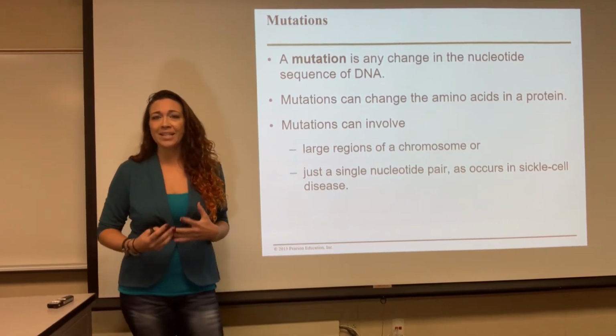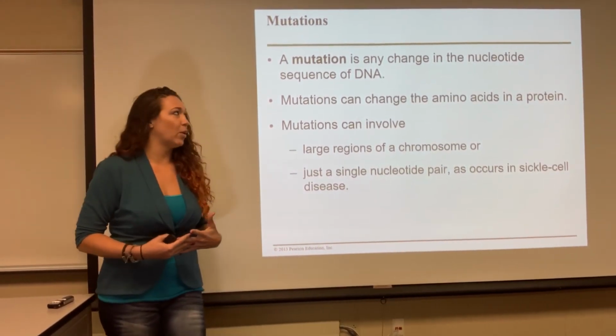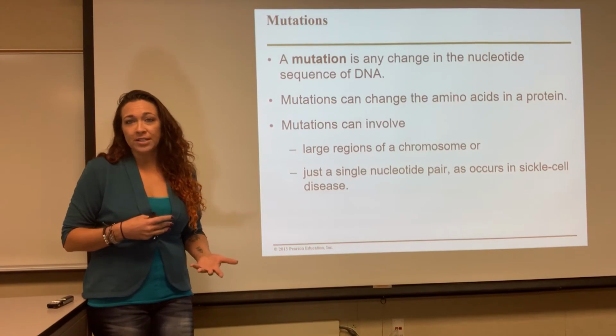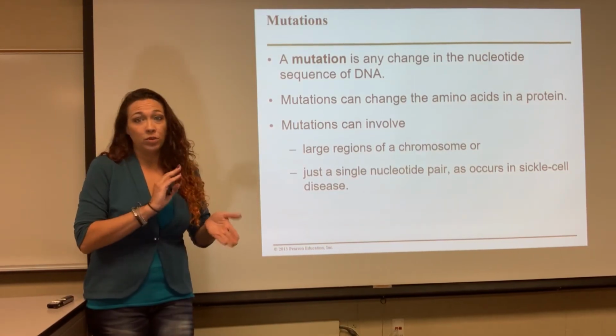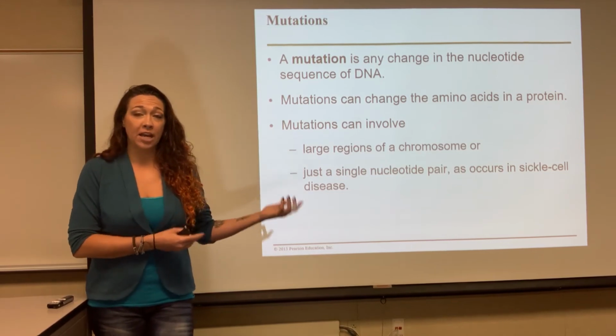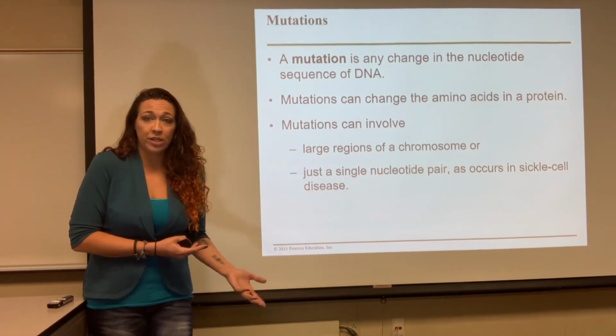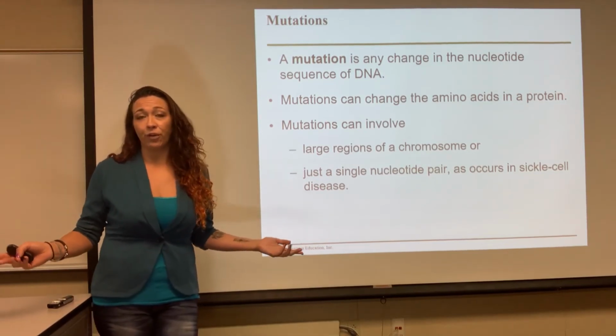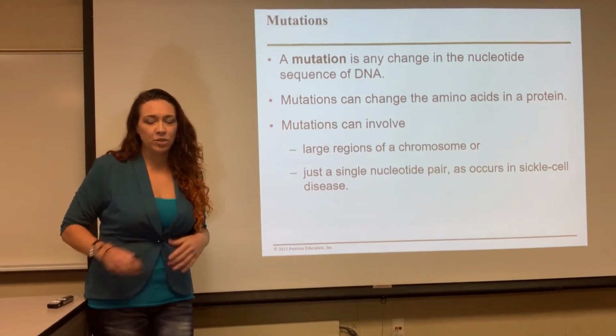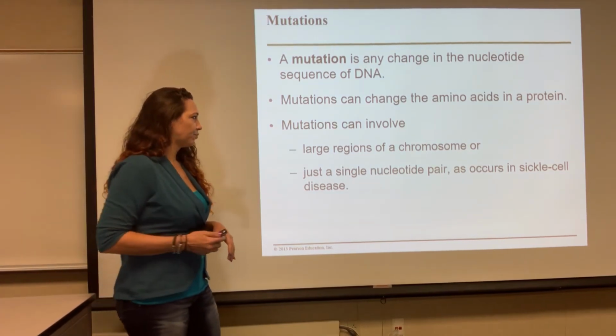So a mutation is basically any change in your original DNA sequence. Mutations can actually affect the amino acid, meaning if you have an A that turns into a G, now you maybe have an entirely different amino acid, so your protein is going to be different. Sometimes that A goes to a C, and there is no difference. So we're going to learn about the different types of mutations coming up in just a second.